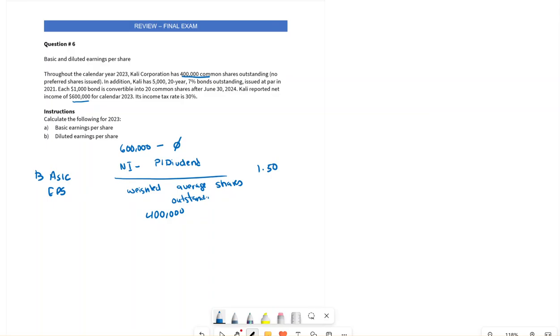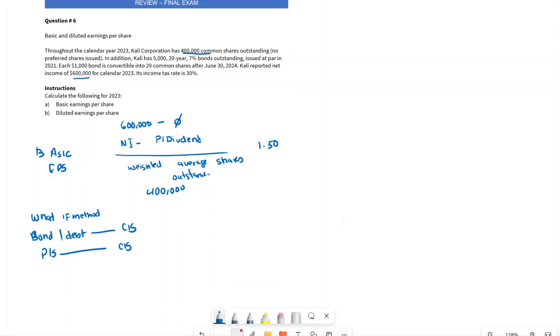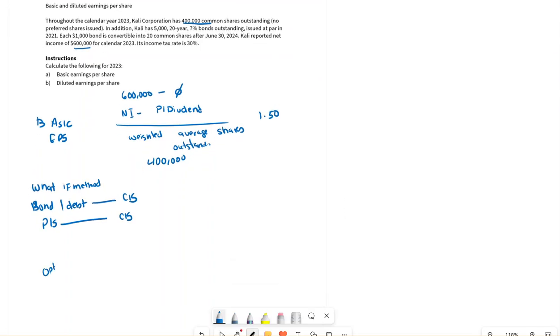Next, we use the what-if method if you have a bond or a debt that can be converted into common shares, preferred shares that can be converted into common shares, or options that can be converted into common shares.